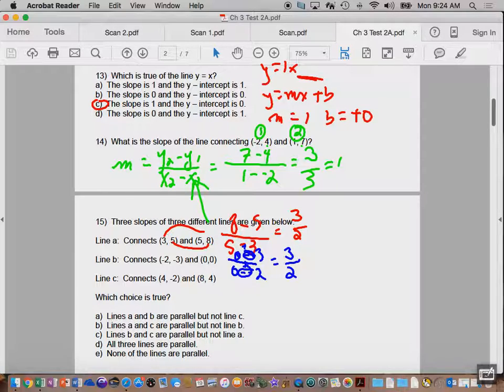And then line C is going to be 4 minus negative 2 over 8 minus 4, which is 6 over 4, which is also 3 over 2. And that means all three lines are parallel because all three lines have a slope of 3/2. Okay? Any questions? All right, let's keep on rocking.